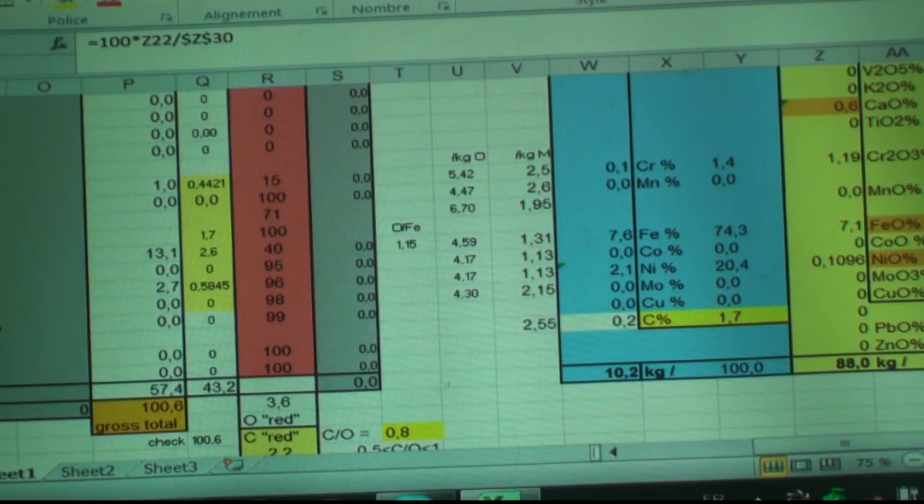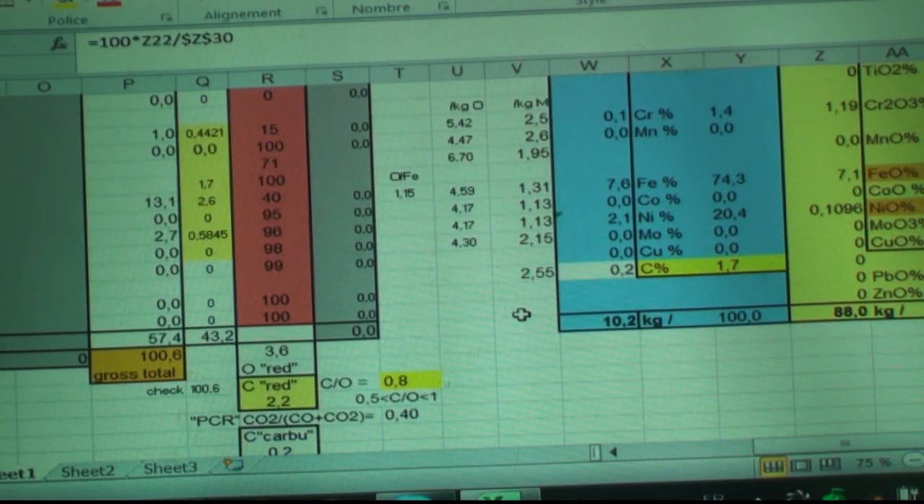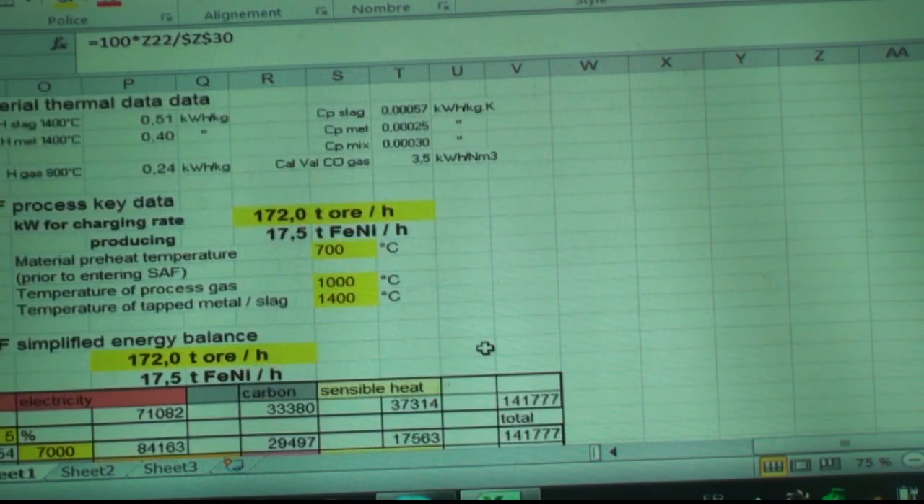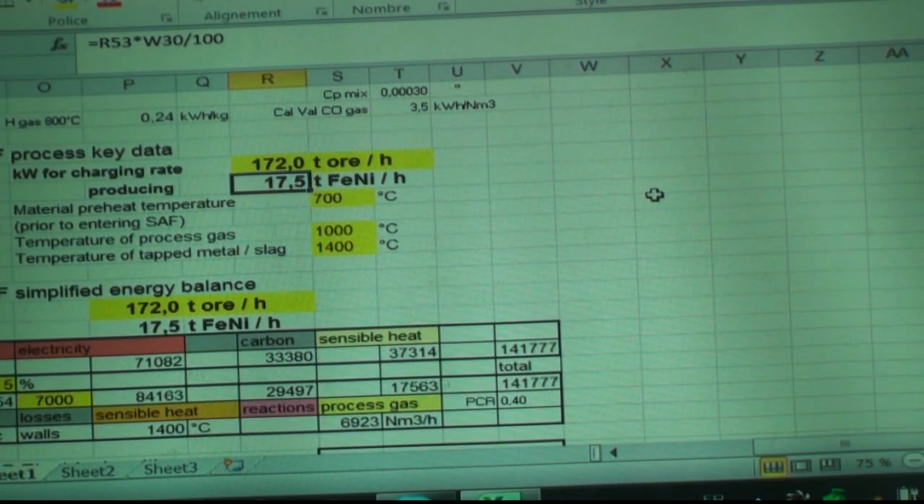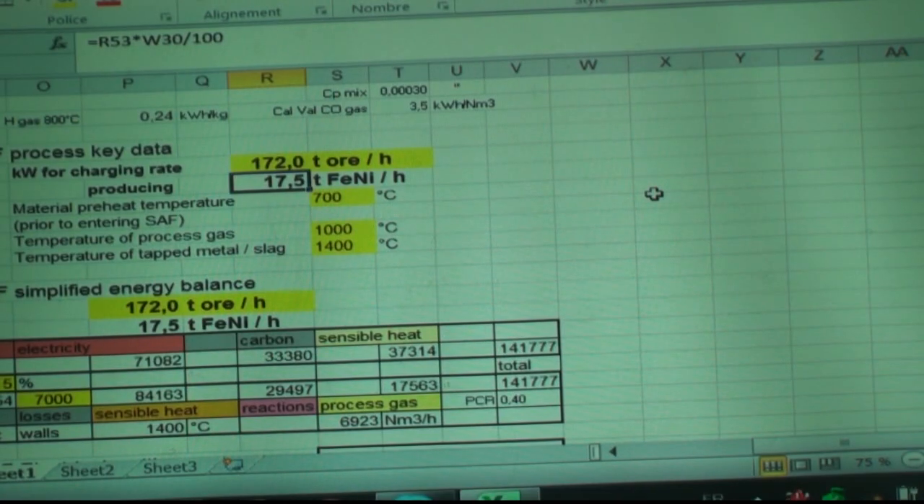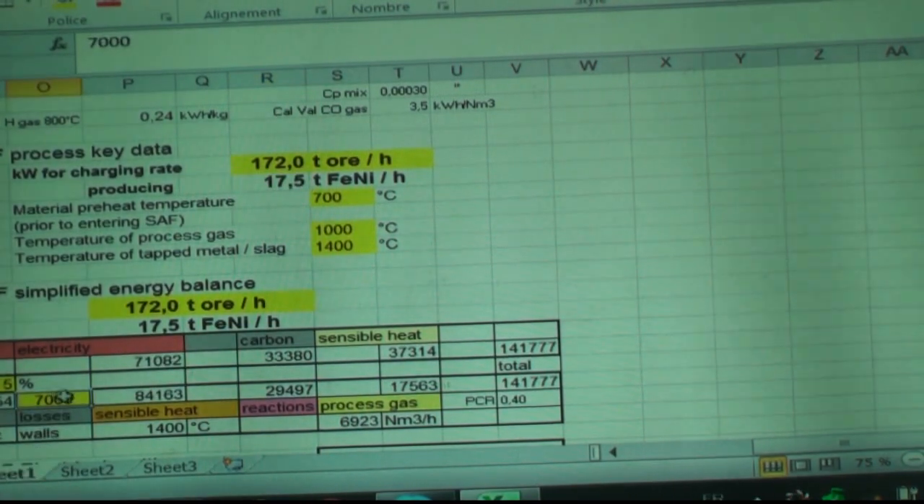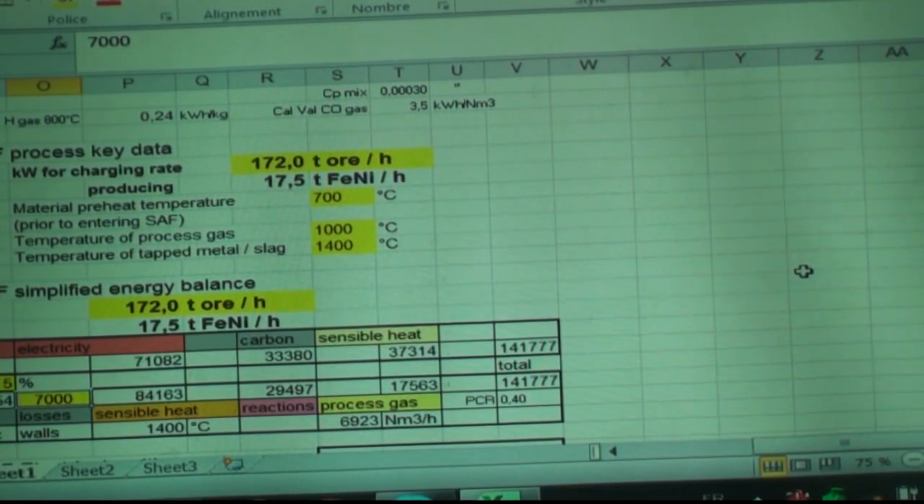Now it's okay. We are charging the 100 kilogram ore, nickel. But you see, when we charge this, we have only this nickel, and not 20 tons. And the next step is to calculate the energy. So how can we find this one? This one I can assume.